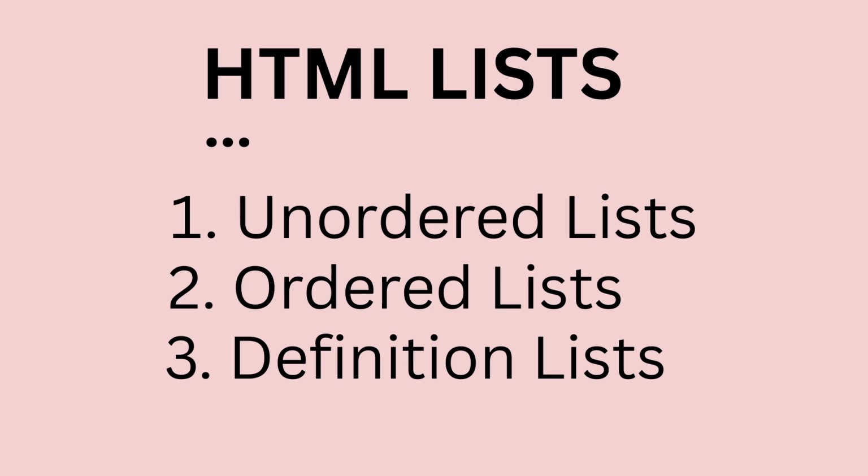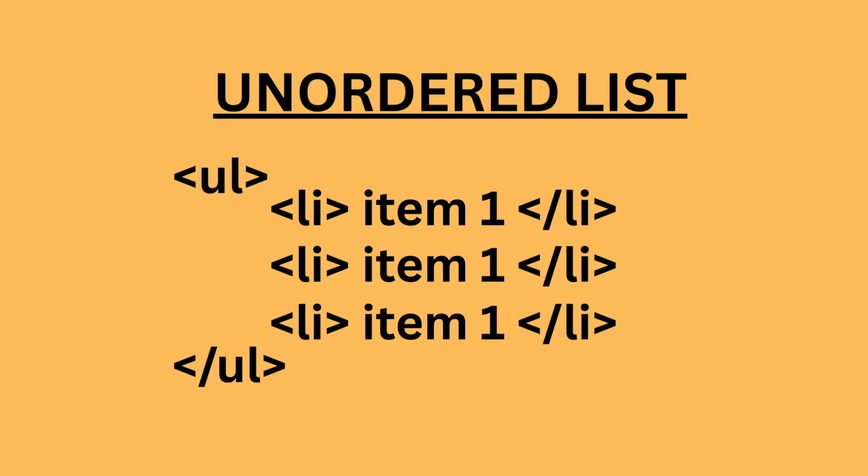Once again, HTML has three types of list. First one is called the unordered list. The second is the ordered list, while the third is the definition list. So we quickly start with the unordered list. The unordered list is a group of related lists that appear in no particular order.